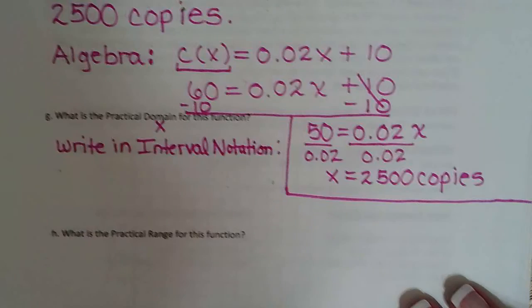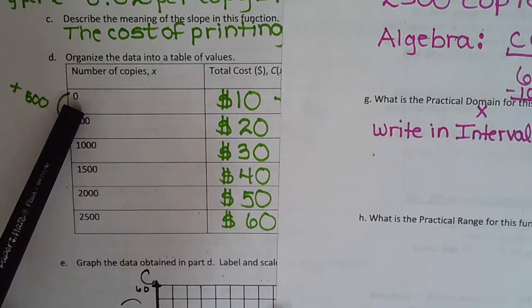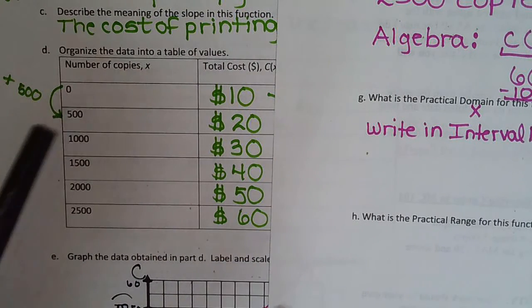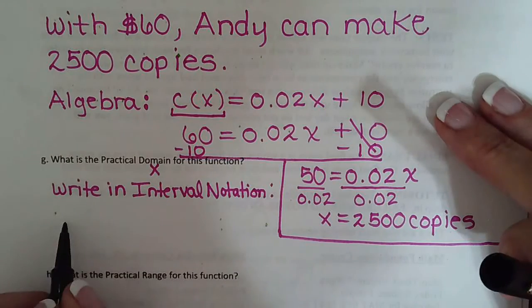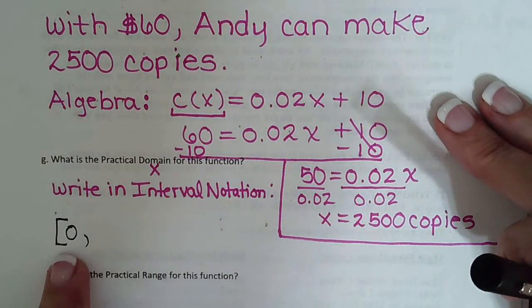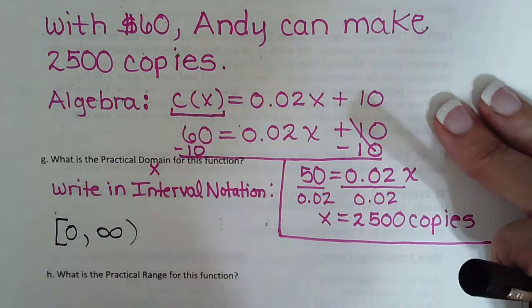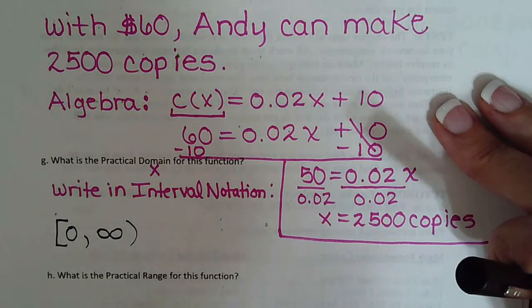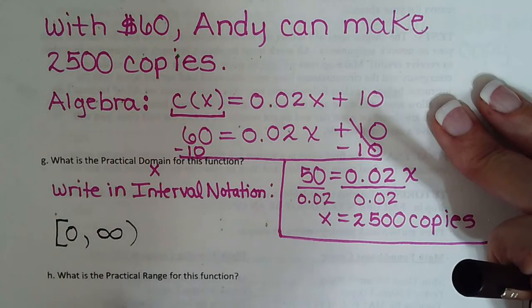Practical domain. So what's the smallest X value? So 0, could it go any smaller than that? No, we can't have negative number of copies. What's the largest? Could it go larger than that? Absolutely. Can it just keep going and going and going? So when we write that, we say 0 is included. Remember, a bracket means include that number, and it could go on forever. You could just keep making copies until you were blue in the face. So 0 is the least number, and it is possible to make 0 copies. So that's why there's a bracket. But then it keeps on going to infinity.